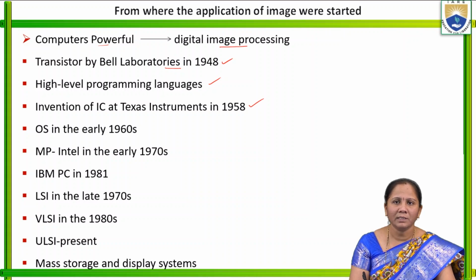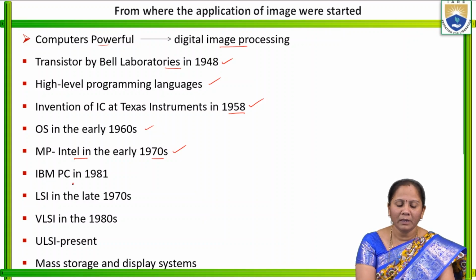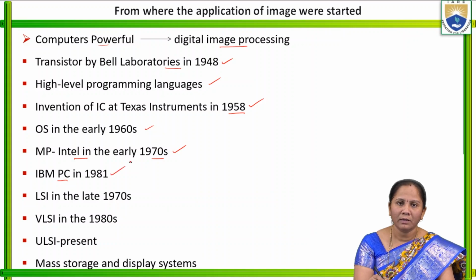circuits, at Texas Instruments in the year 1958, and advancements in operating systems started in the 1960s. Next, the microprocessor was invented by Intel in the year 1970, and IBM is the company which provided personal computers in the year 1981.